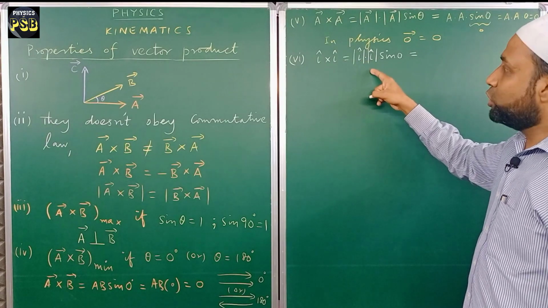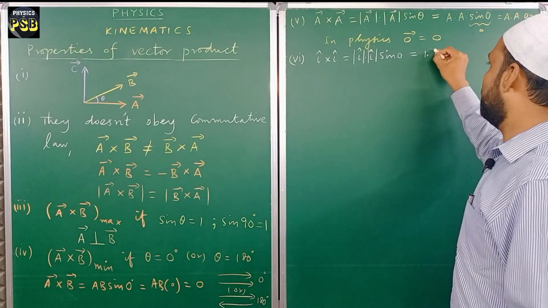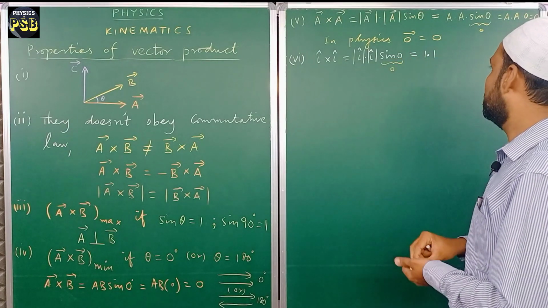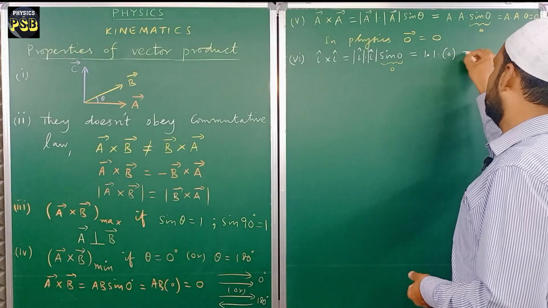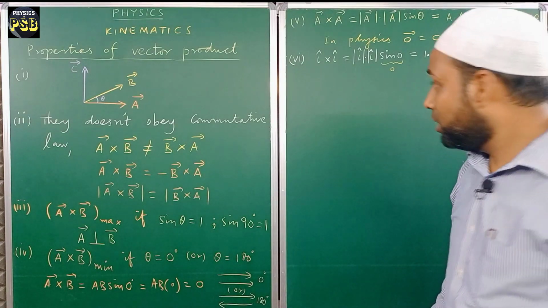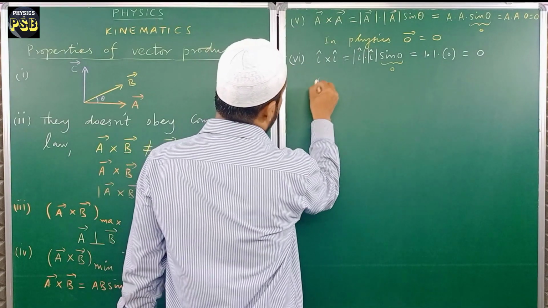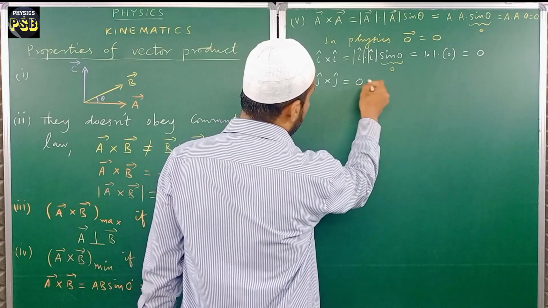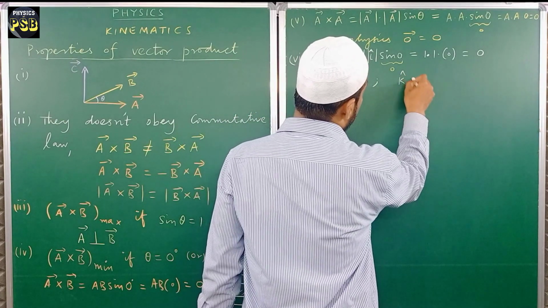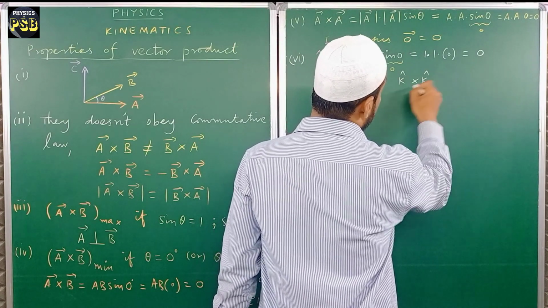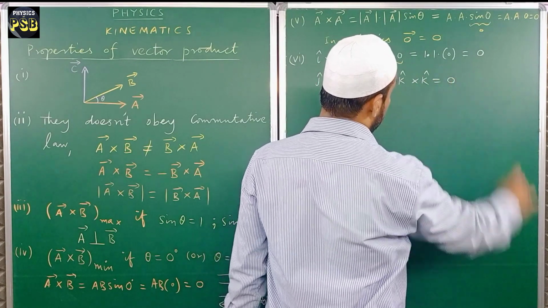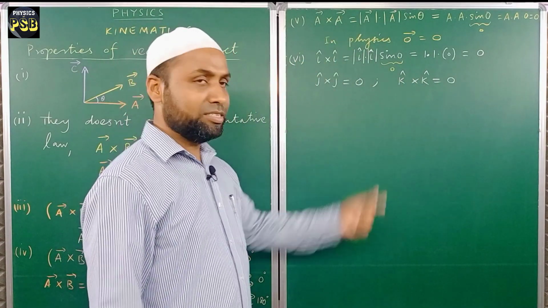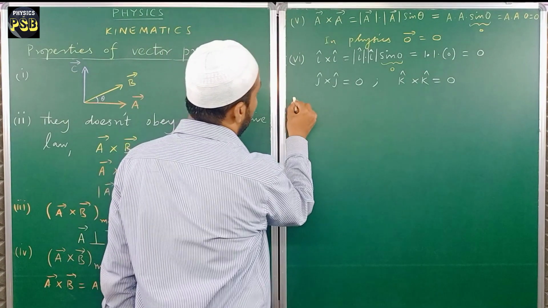Here, the magnitude of unit vector is nothing but 1. 1 multiplied with 1. Here, the sine of 0 is what? It's nothing but 0. So it is multiplied with 0. What we get is 0. In a similar way, j cap cross j cap is also 0, and k cap cross k cap is also 0. So this clearly shows that self cross product is always 0.